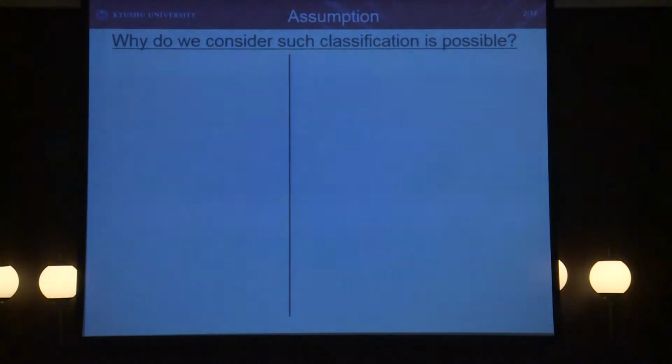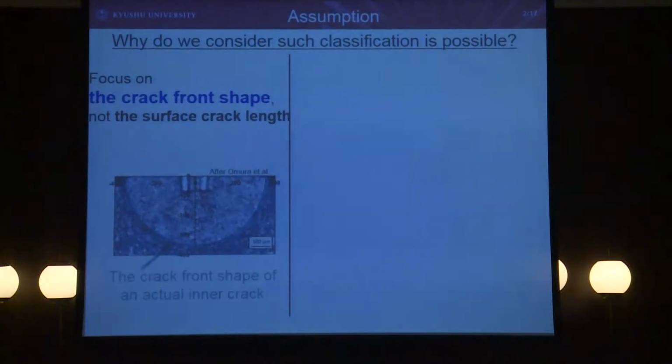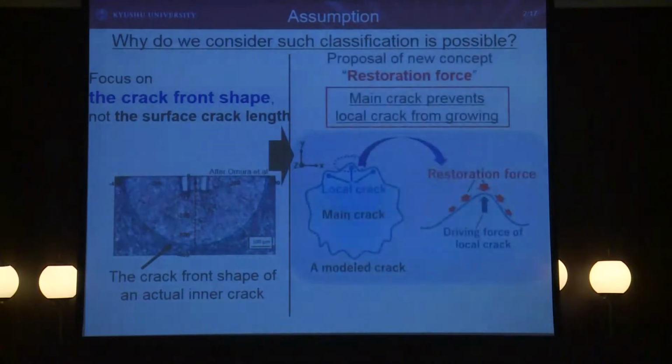Here is the assumption slide. Why do we consider such classification is possible? We focus on the crack front shape, not the surface crack length. And this figure shows the crack front shape of an actual inner crack. And here, we propose a new concept, restoration force. Restoration force is the force by which the main crack prevents a local crack from growing.